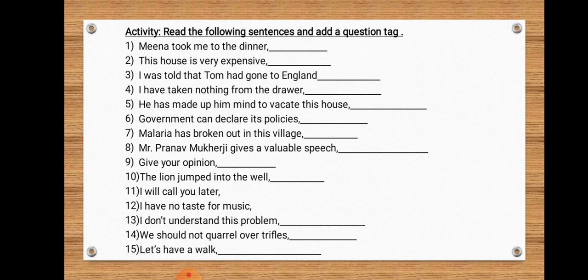So, in this way, you have to use question tags. All these examples are given in your notebook, in notes, and that's why you should look at these sentences and try to solve them. Some other examples are also given there. So, look at those examples and solve the exercises.